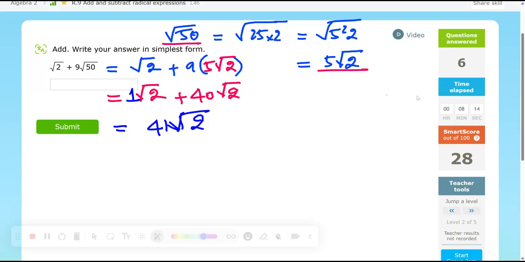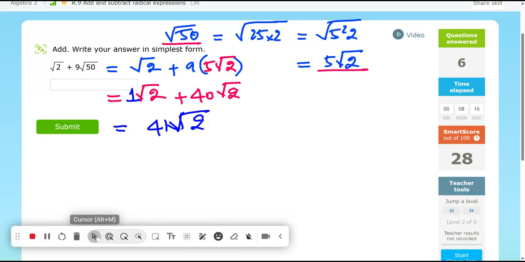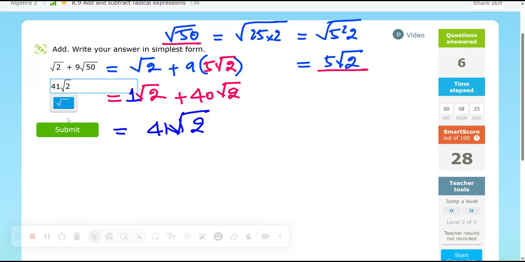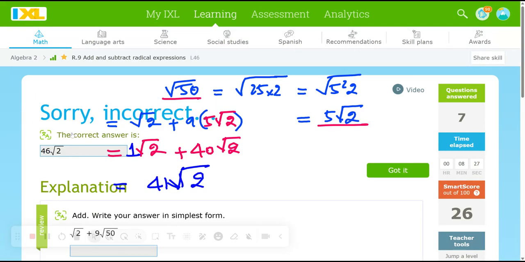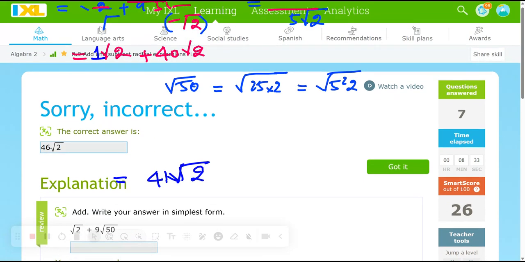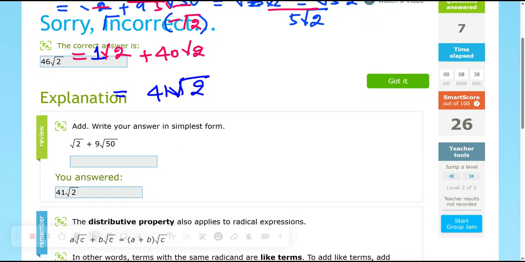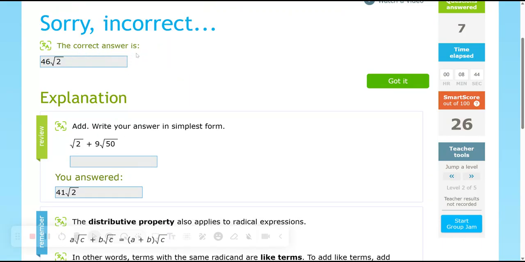So I put it in here. Here we go. 41 square root of 2. I'm missing the 1. Okay, 41 square root of 2. Alright, submit. Ooh, what happened here? Hold on, I'm sorry. 9 times 5 is 45. I made a little error. 9 times 5 is 45, so it should be 46. Alright, so I made a little error.